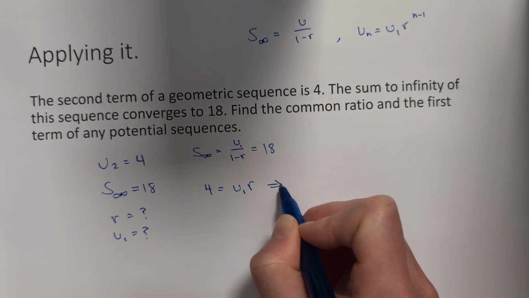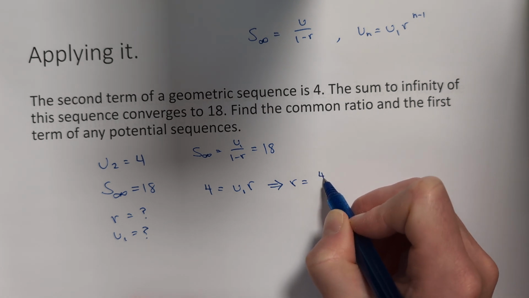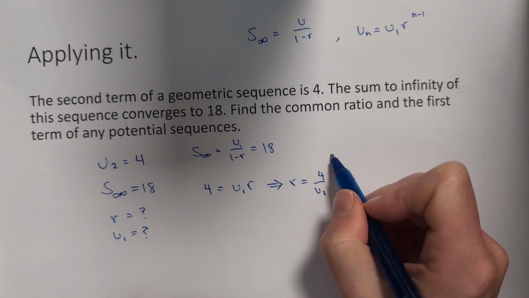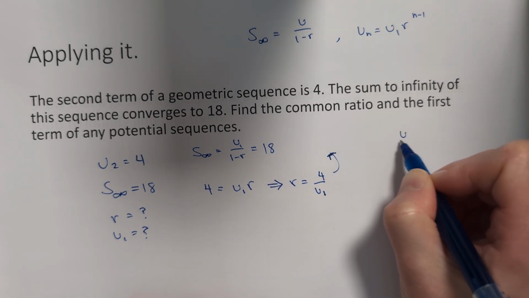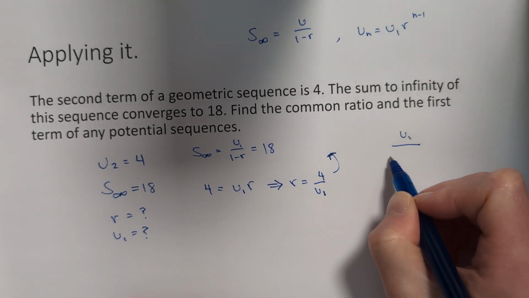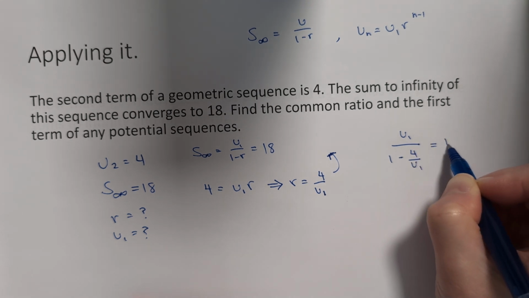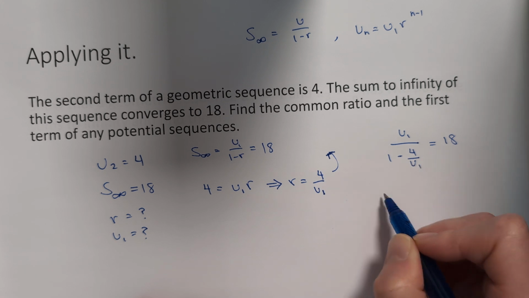I will now rearrange one of these. It doesn't matter which you do. r equals 4 over u sub 1. And then I can sub that back into the other equation. So u sub 1 over 1 minus, here's my new r, and now I only have one variable, u sub 1. I'm going to multiply both sides by this denominator.